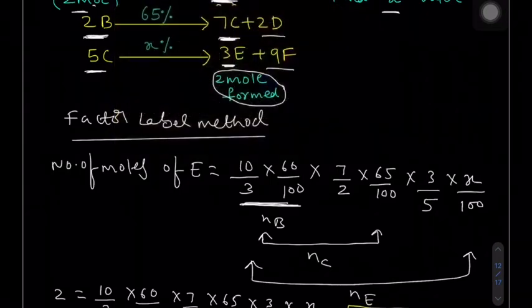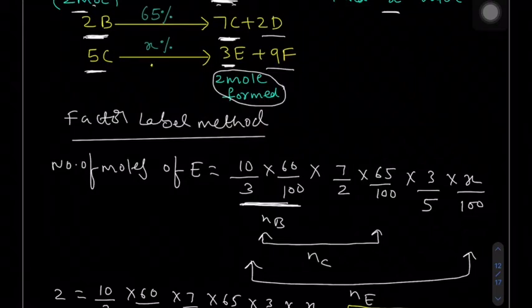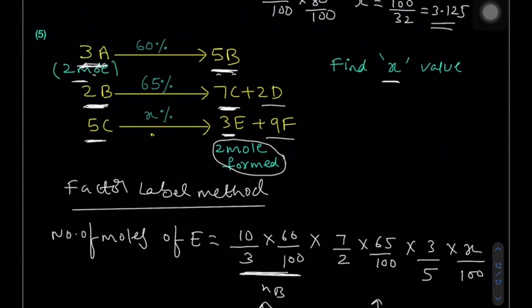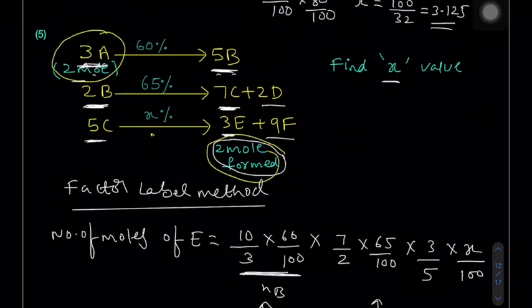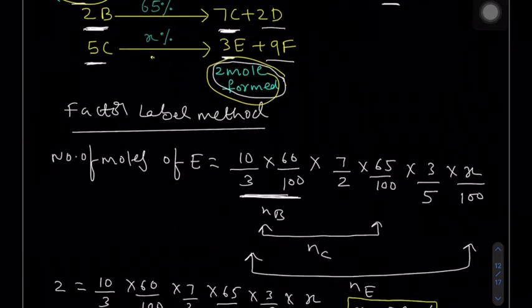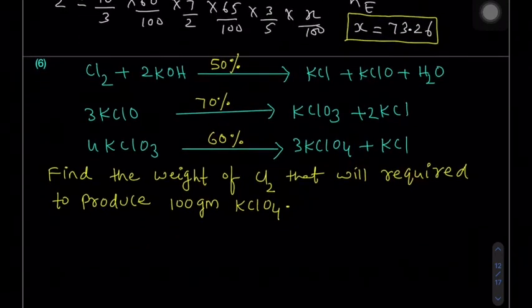Okay, if the percentage yield in the reaction is given, then we have to find the number of moles of product. Otherwise, number of moles of reactants, number of moles of product, and percentage yield: out of these three, if any two values are given to you, we can find the third. Okay, now come to the next problem.